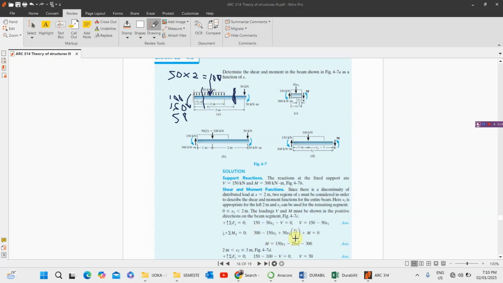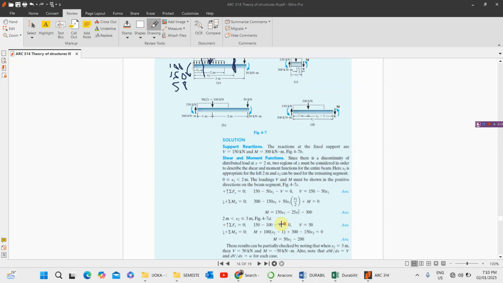So we write this expression out. If we write this expression out, we have 300 minus 150 x1, plus 25 x1 squared, then M is equal to 150 x1 minus 25 x1 squared, then minus 300. This is the expression. This expression is only applicable for 0 to 2 meters, 0 less than or equal to x1 less than 2 meters. That's for this expression. Don't forget, please.